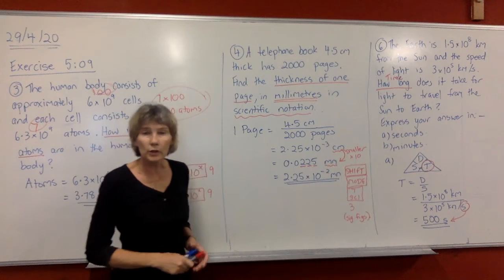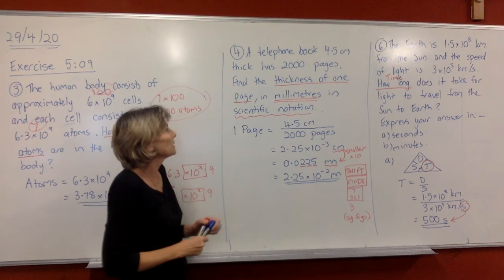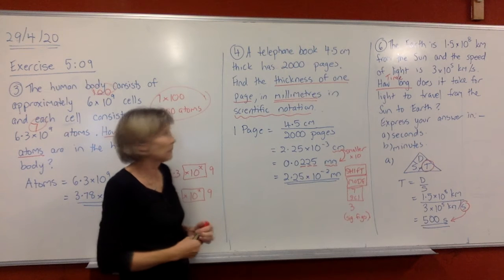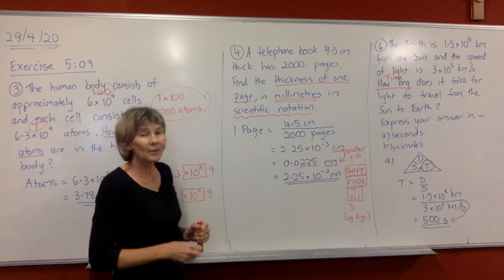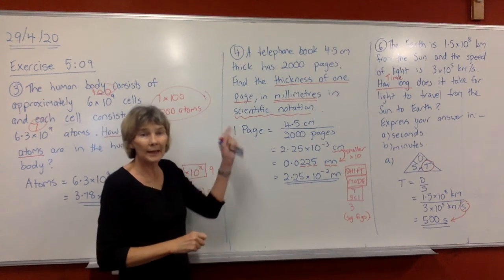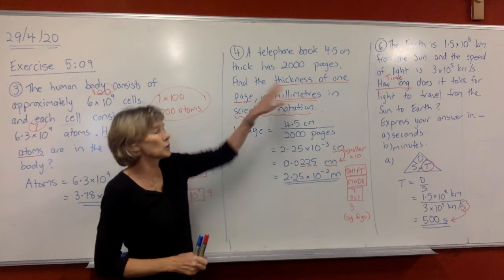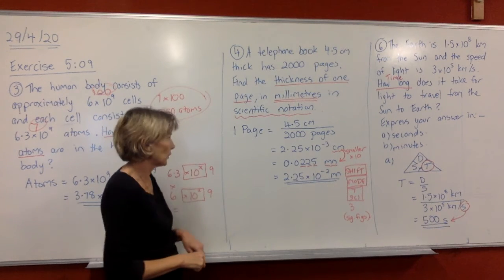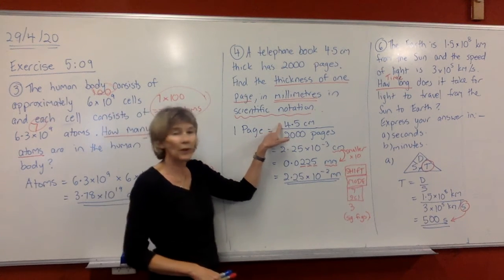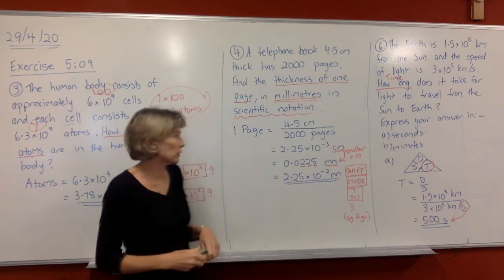Okay, so over here in question 4, it says a telephone book is 4.5 centimetres thick and it has 2,000 pages. We're finding the thickness of 1 page in millimetres in scientific notation. So there's a lot to think about. So let's just concentrate on the thickness of 1 page first. So we've got 4.5 centimetres. We need to divide by the 2,000 pages.